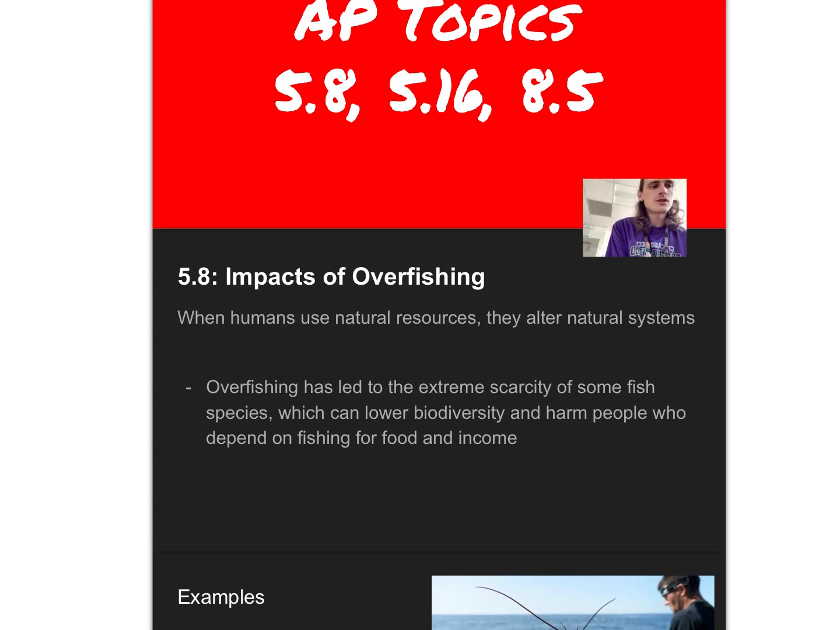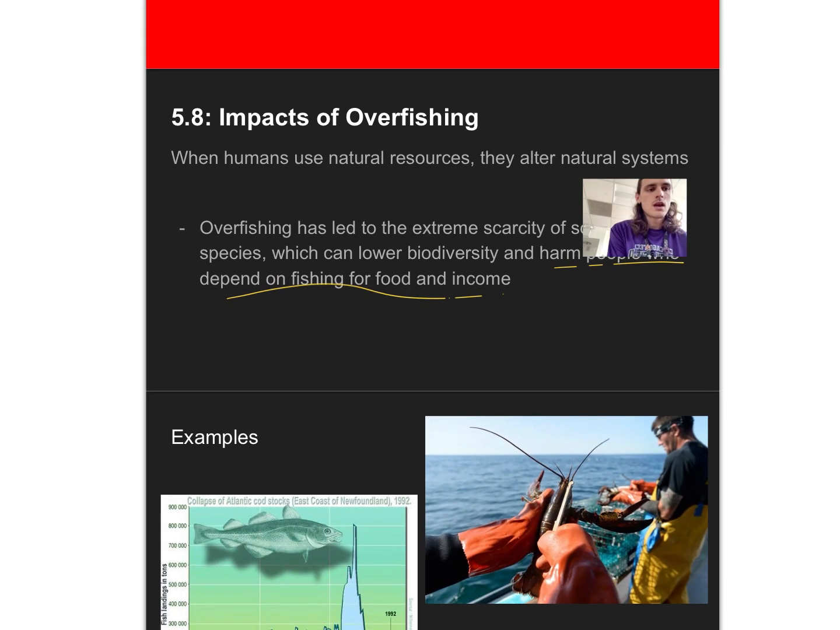So when humans use natural resources, they alter natural systems. We know that from a lot of the different things we've looked at this entire year. But overfishing particularly has led to extreme scarcity of some fish species, which has a problem of lower biodiversity, and it also can harm people who are specifically relying upon these species for food and income. Okay, so some people maybe are using this as a way of income, some people this is their food source. So it does have some negative consequences. Here's some examples.